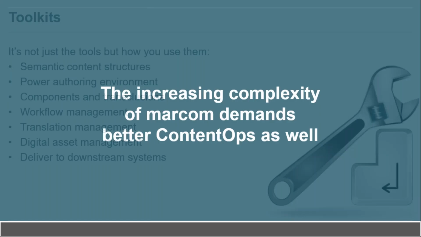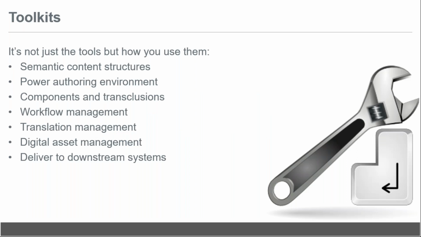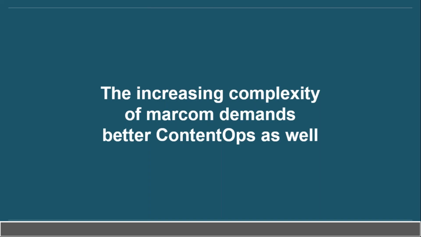And so it's not just the toolkit, but how you use them. So what she wants is semantic content structures and power authoring and components and transclusions and workflow management and all these things to be able to deliver to downstream systems. So she wants a good, robust toolkit so that she can operate into the future. She wants to future-proof her content so that she gets smooth operations.